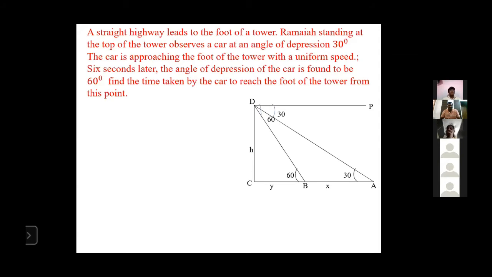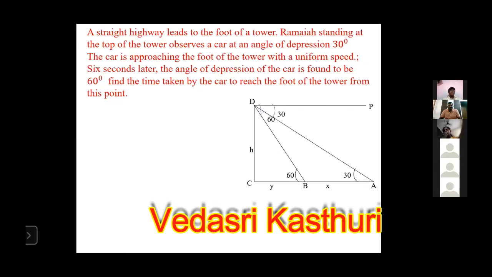Now the car is moving with a uniform speed. So after 6 seconds, the car came from position A to position B. Again, Ramaya is observing the car with an angle of depression of 60 degrees. Now they ask to find the time taken by the car to reach the foot of the tower from this point. Here we have only the angles of depression, that is 30 degrees and 60 degrees.